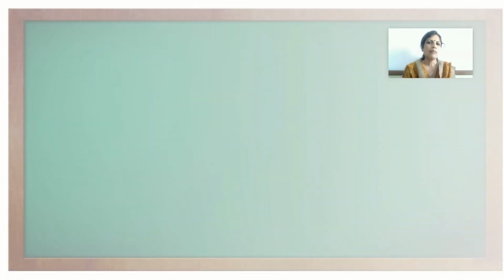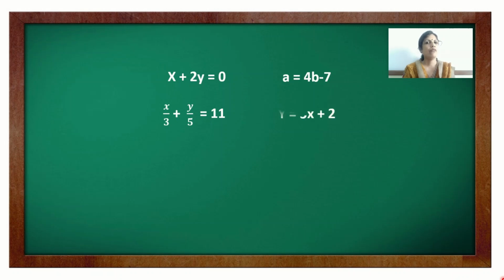So children, some of the equations I am writing on the board, so please have a look at the board. x plus 2y is equal to 0, a is equal to 4b minus 7, x upon 3 plus y upon 5 is equal to 11, and y is equal to 5x plus 2. If you observe all the equations carefully, in every equation we have made use of two variables, and these are all linear equations in two variables.